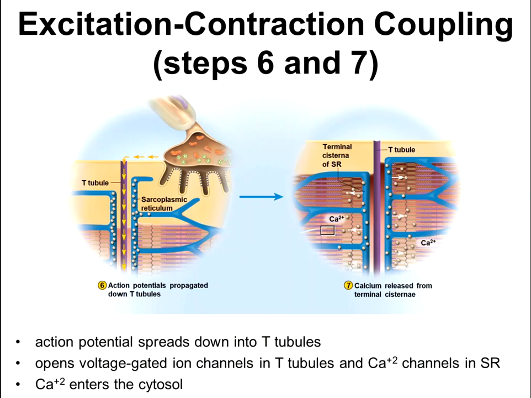So this causes an opening of the voltage-gated ion channels in the T tubules and the calcium channels in the SR, the sarcoplasmic reticulum. We now have calcium being able to enter the cytosol, which is number 7. Calcium is released from the terminal cisternae into the cytosol.